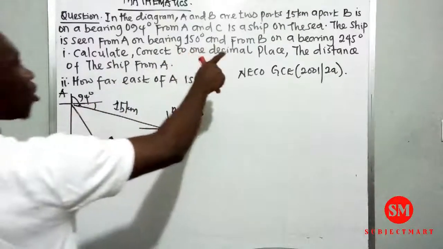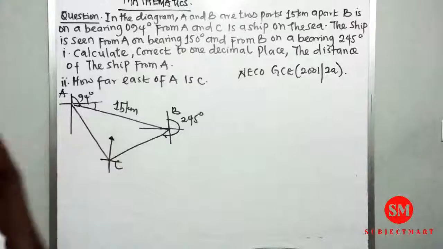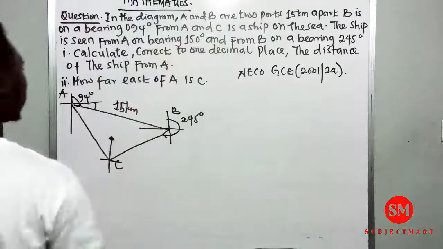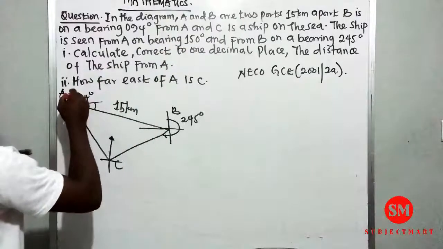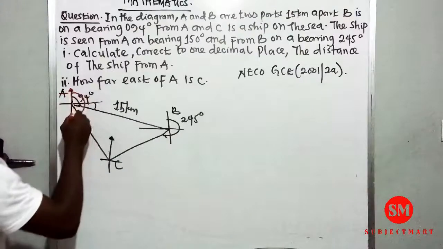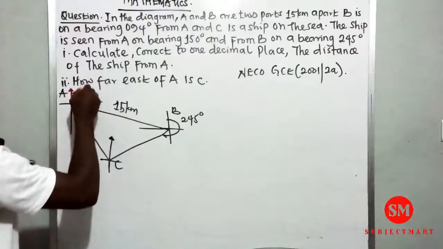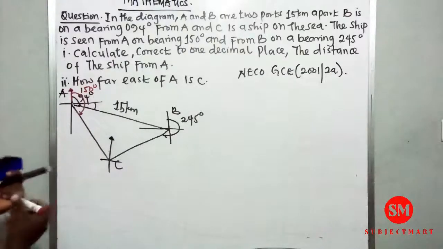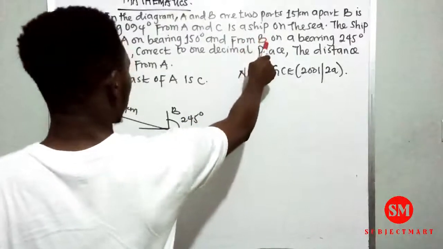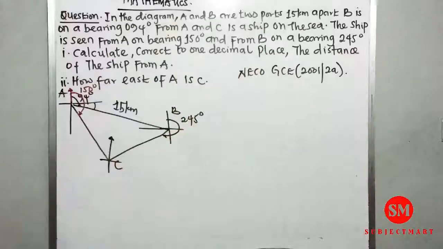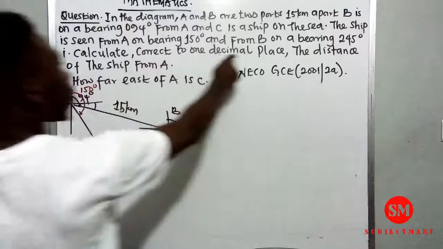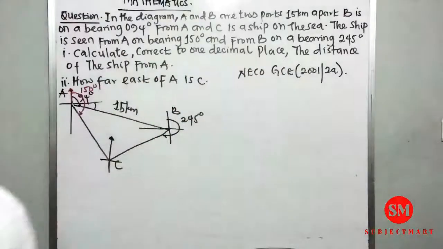And C is a ship on the sea. Okay, this is the sea. So the ship is seen from A on a bearing of 150 degrees. So this is A at 150 degrees. And B from a bearing of 245 degrees. Now, calculate, correct to one decimal place, the distance of the ship from A.